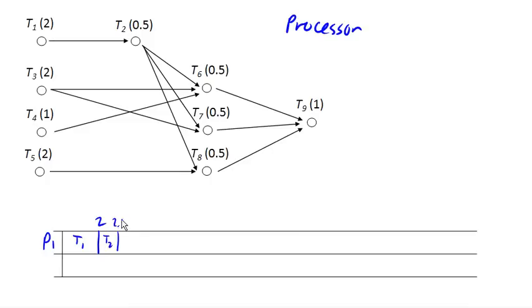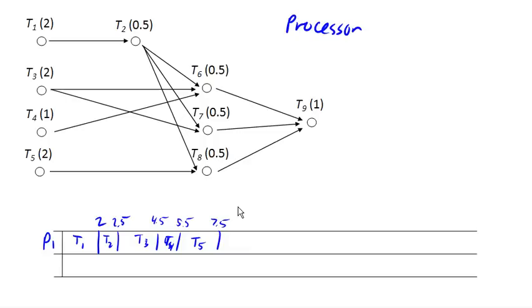And then maybe they're going to start in on task 2, which is going to take them half a day. And then maybe they'll come back here and say, okay, well, I can't do any of these until I finish up these ones. So maybe I'll go start in on task 3, which is going to take me 2 more days. Maybe I'll do task 4 while I'm at it. And that's going to take me another day. Notice up here I'm just keeping track of how much time's gone by altogether. And then task 5, which is going to take me 2 more days.